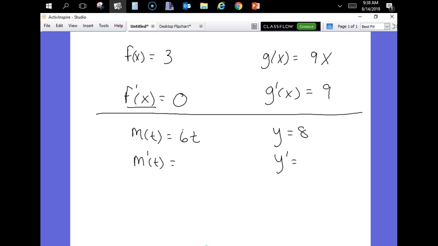Hi, Jennifer. So what did you get for m prime of t? M derivative t equals 6. Good. That's correct. Let's do Ashley. Hi, Ashley. What did you get for this one? 0. Good. So it's slope, right? We're just talking about slope.